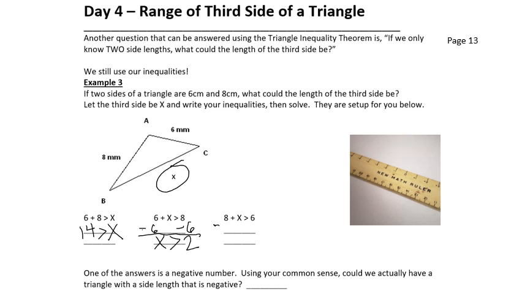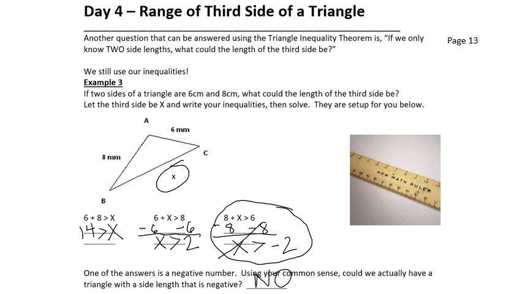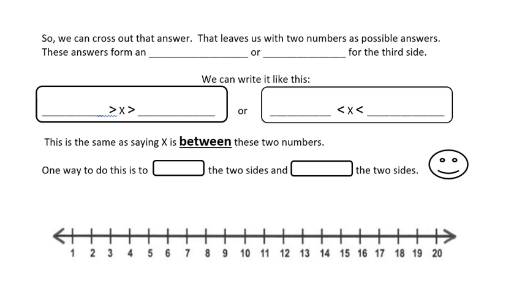And if I solve this one, well, negative 2, one of these answers is negative. It's this one. Does that make common sense? That you would measure something and you would get a negative number. So that doesn't make sense. So we can get rid of that. So we cross that out, and it leaves us with two numbers.